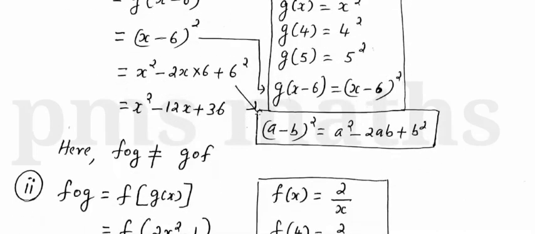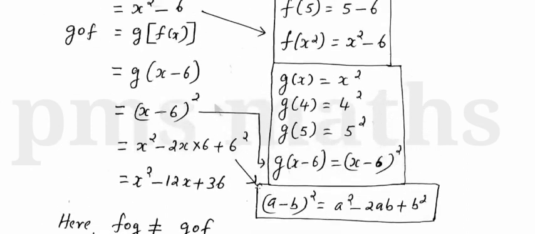Then expand. Here, use the a minus b whole square formula: a square minus 2ab plus b square. Here a is x, b is 6. Therefore, use this formula: a square, x square, minus 2ab, 2 into a which is x into b which is 6, plus b square. B square is 6 square. Then simplify. X square is x square. Here we can multiply. Minus 2 into 6, minus 12x, plus 6 square is 36.